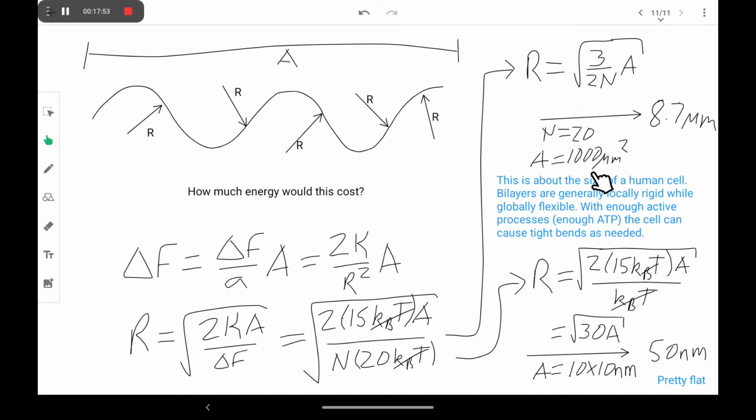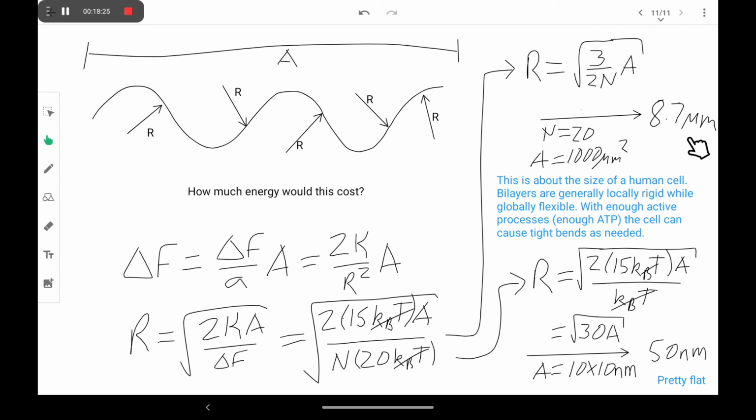Let's choose a cell radius size. Now remember that we're going to take the area to be the cell size, but we don't know what this curvature is. Can it be tight, or does it have to be big? If you do 4 pi r squared for a 10 micron radius cell, you get about 1,000 microns squared. Plugging these two numbers in, we get a radius of 8.7 microns.